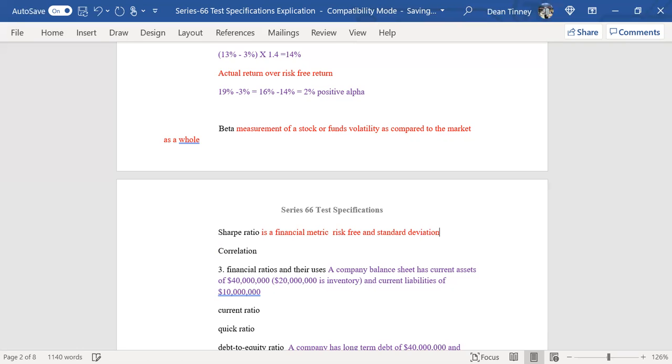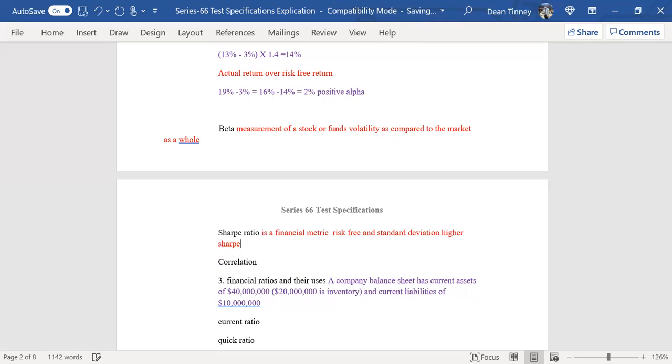And so two portfolios, the one with the higher Sharpe ratio, that's the test question, by the way, is just higher Sharpe ratio is good. I got a return without taking all the risk that maybe my competitor took, for example. So let's just put that higher Sharpe ratio is good.